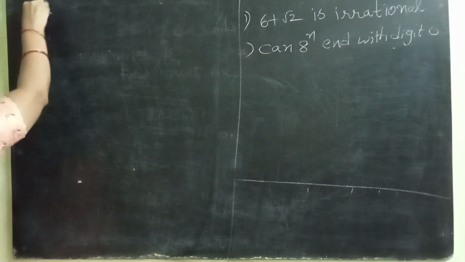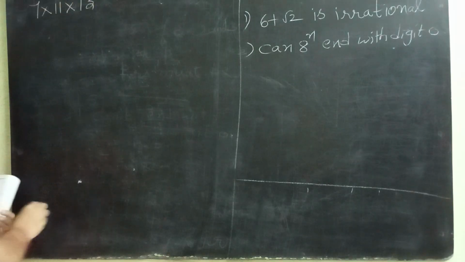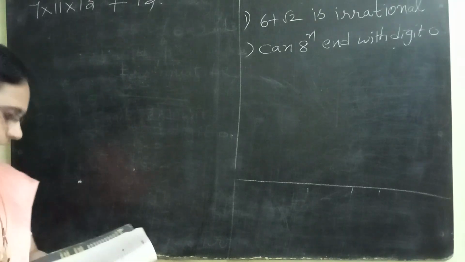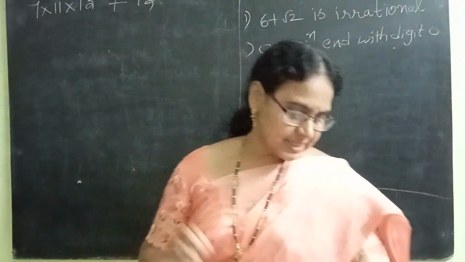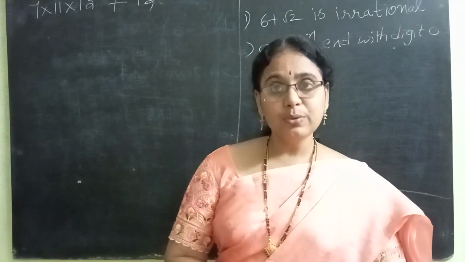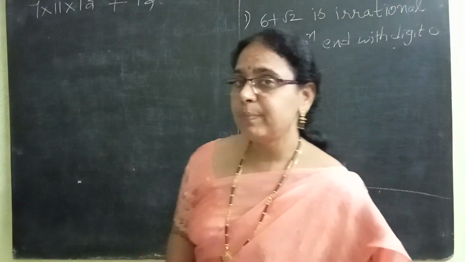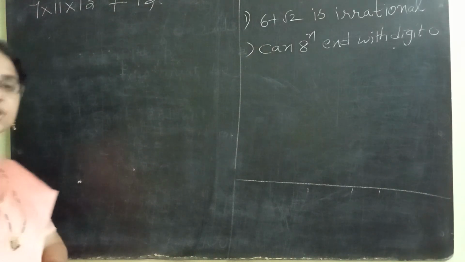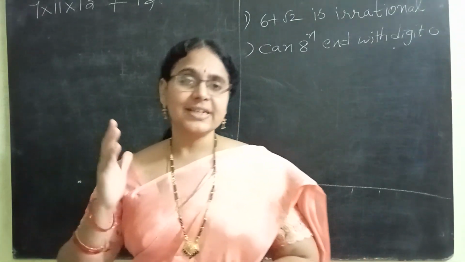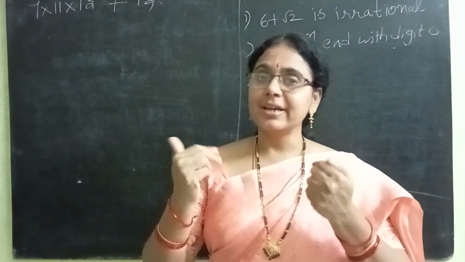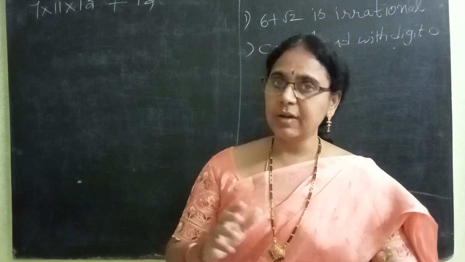Next question. Explain why 7 into 11 into 13 plus 13 is a composite number. Is it a composite number? How would you define a composite number? What is the definition of a composite number? Already yesterday I explained prime numbers. What are prime numbers? Only one and itself are the factors. Then we say they are prime numbers.